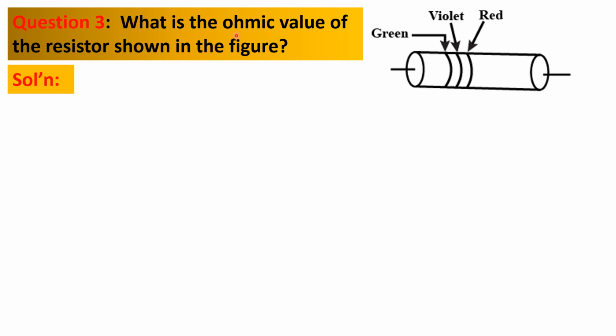Question number 3. What is the ohmic value of the resistor shown in the figure? Alright, so in our figure, the first color band is green, the second color band is violet, while the third color band is red. Apparently, there is no fourth band to represent the degree of tolerance. But in this case, we have mentioned earlier that if there are only three bands, it's understood that the degree of tolerance is plus minus 20%.